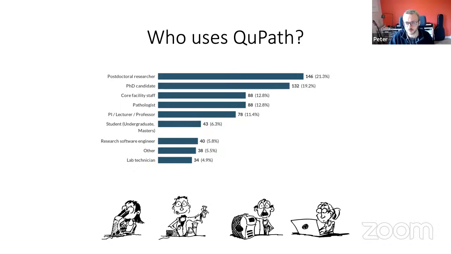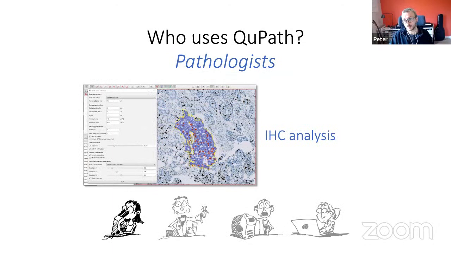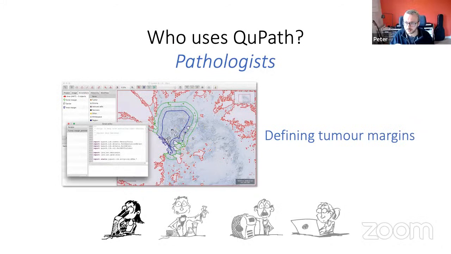And they often use it for different things. And so the pathologists that I speak to might use it for IHC analysis, like the Ki67 example that I showed. But they can also use it for things like maybe defining tumor margins, because if you create an annotation in QuPath, because it's all digital, you can do stuff like expand it by a fixed distance.